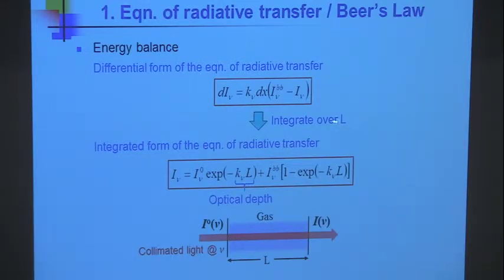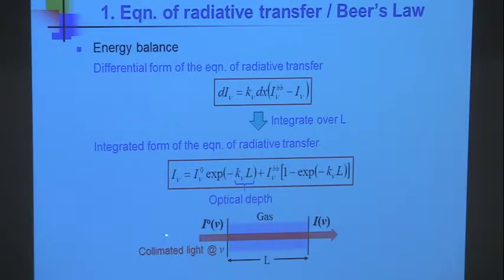We can integrate this over length. We can get what's called the integrated form of the equation of radiative transfer, which says the intensity that exits is the incident intensity with its attenuation plus this black body contribution of emission. Where L is the path length, which we now assume to be a uniform medium. This quantity, K nu L, is called the optical depth. K nu L is dimensionless. So you can see everything depends upon the value of K nu L and the relative values of I nu 0 and I B. So either we have a laser source or we don't.